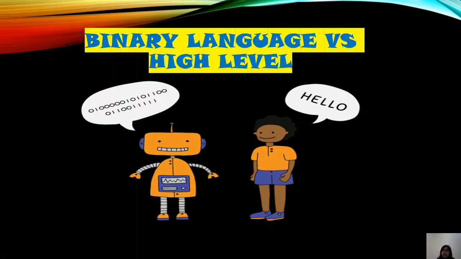0 is false. Now imagine a situation when this boy is trying to talk to this robot. The boy is trying to say hello, and the machine is replying in its own language. How will the communication happen? This is not a communication because both the parties are not able to understand each other. So in between, we need a translator program that can convert binary language to high level language and vice versa.